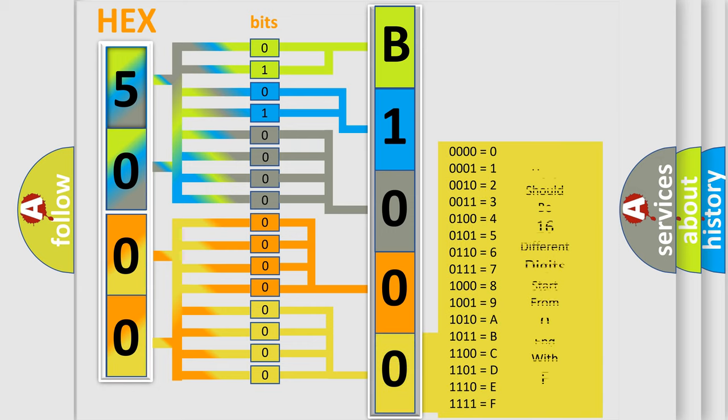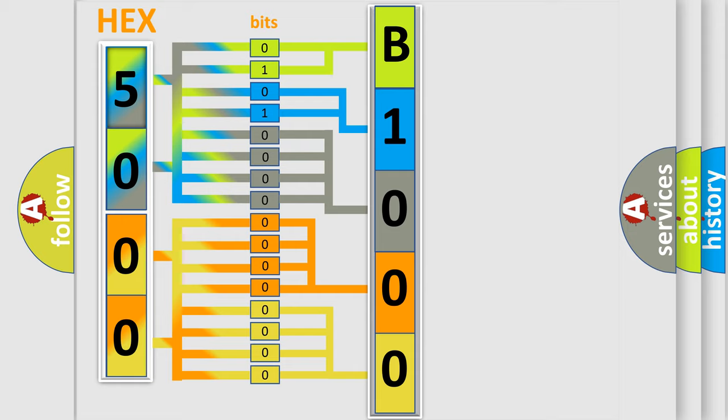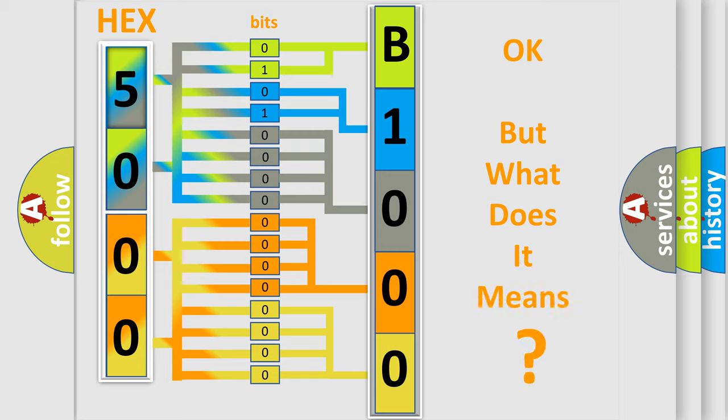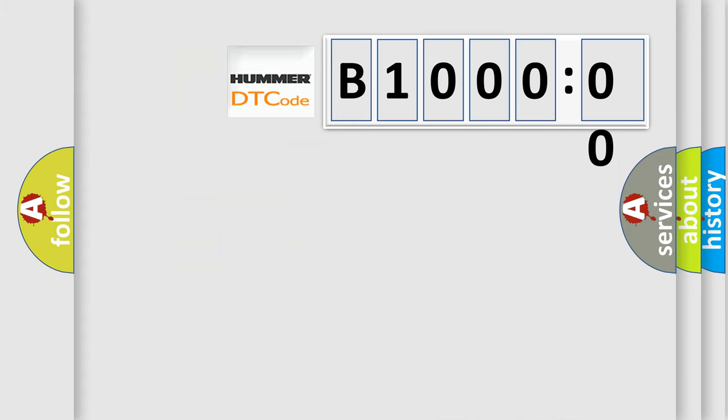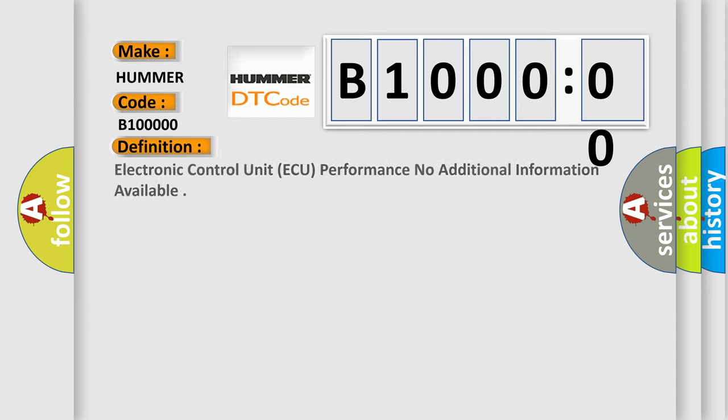We now know in what way the diagnostic tool translates the received information into a more comprehensible format. The number itself does not make sense to us if we cannot assign information about it to what it actually expresses. So, what does the Diagnostic Trouble Code B1000 specifically interpret for car manufacturers? The basic definition is electronic control unit performance, no additional information available.